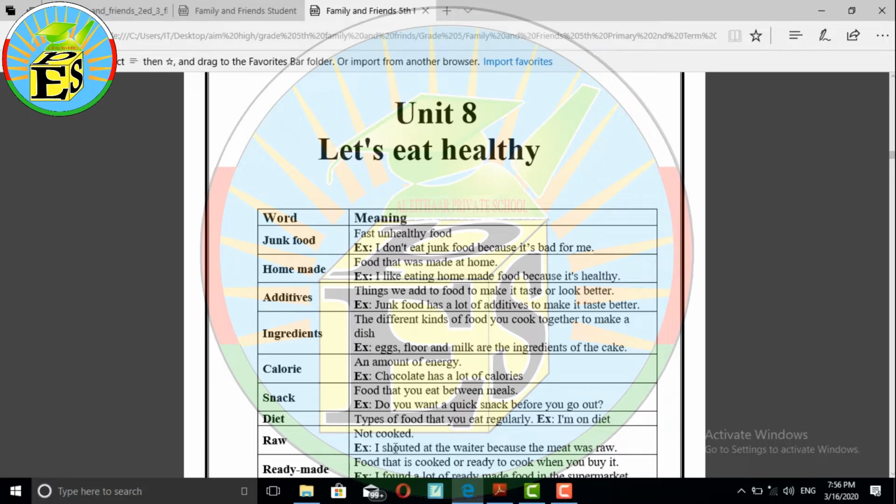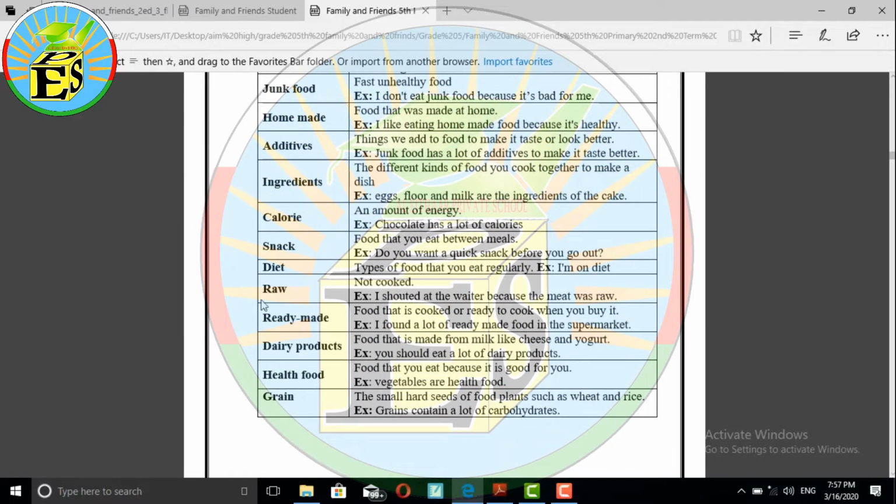For example, I shouted at the waiter, the person who brings the food for us in the restaurants. We call him a waiter because the meat was raw. Next word, ready-made. All the food that is cooked or ready to cook, when you buy it, we call it ready-made.